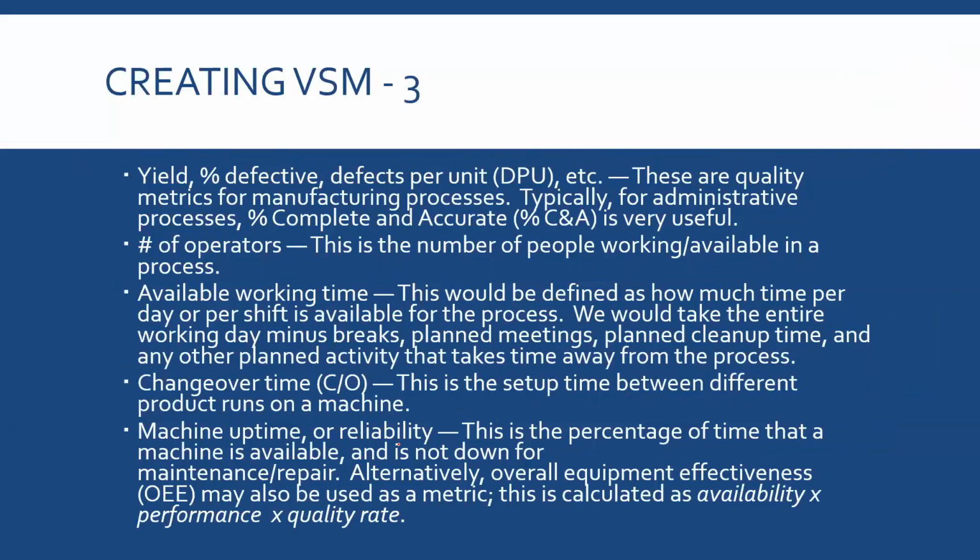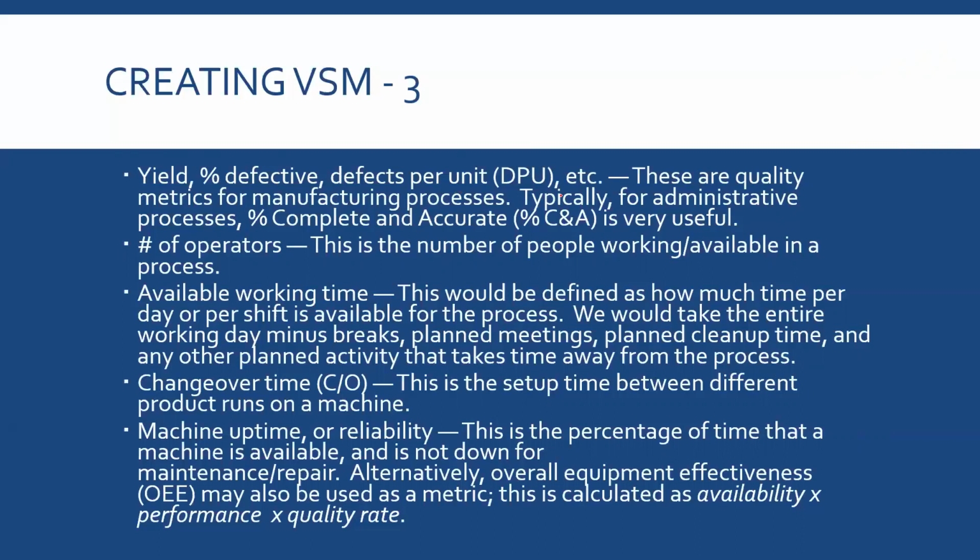Also, there are other concepts and measures that you need to be familiar with, such as the yield, percentage of defects per unit, DPU, etc. These are quality metrics for manufacturing processes. For administrative processes, the percentage complete and accurate, or what we call the percentage CNA, is very useful.